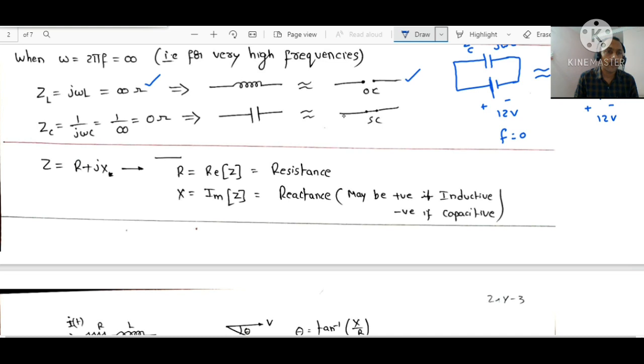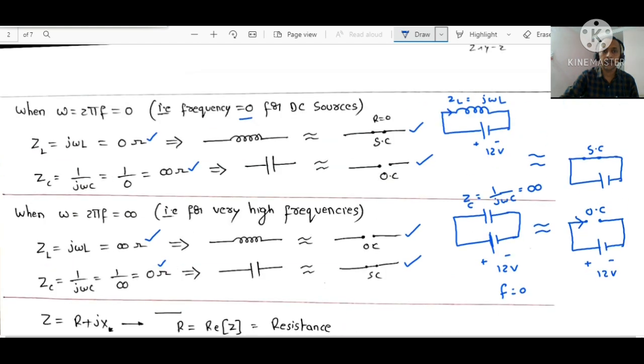Similarly, Zc equal to 1 by j omega C. Omega is very high frequency, something divided by infinity, 0 ohms. Now the same capacitor for very high frequencies behaves like a short circuit. These four basics are very important.